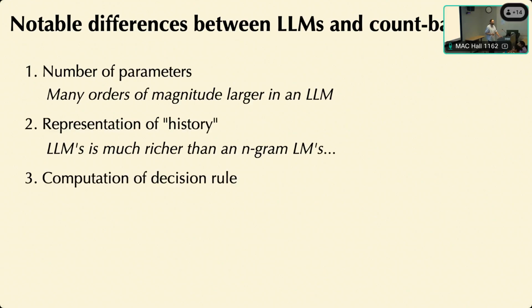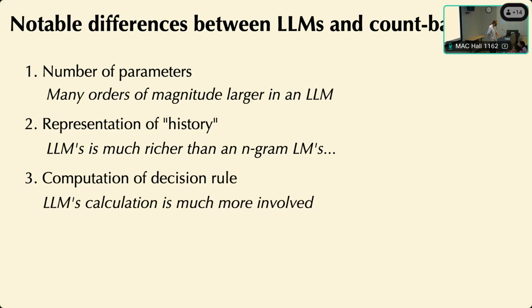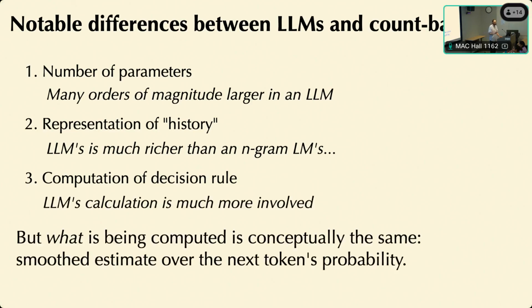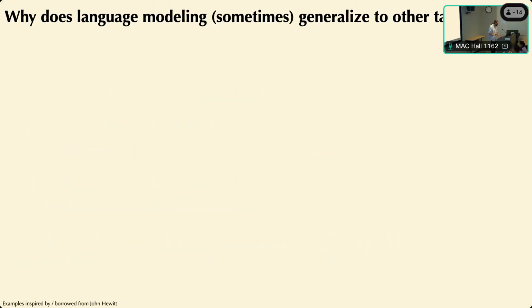The way they compute their decision rule is a lot more powerful than just looking at our probabilities and taking the highest probability. They're actually doing much more computation under the hood for that decision rule. But what is being computed is still the same.